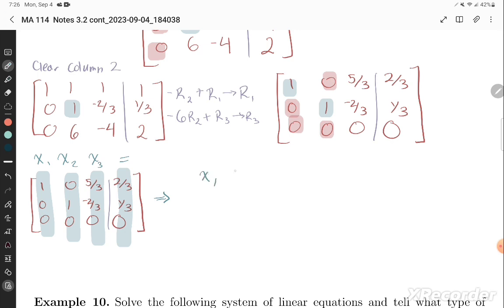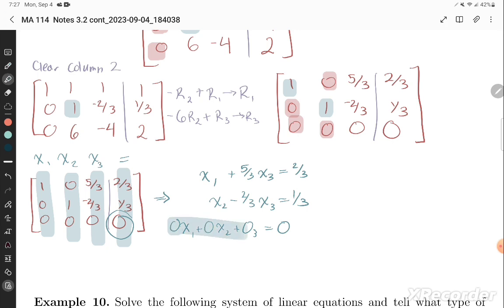So if I convert this back to an equation, a system of linear equations, I just get x1 plus 5/3 x3 is equal to 2/3. And then I get x2 minus 2/3 x3 is equal to 1/3. And then because this bottom is completely zeros, this is where there's a difference. This final entry is not non-zero, it's 0. And here, I'm going to write this out, even though you don't have to in the future, 0x1 plus 0x2 plus 0x3 does equal 0. This is a true statement.